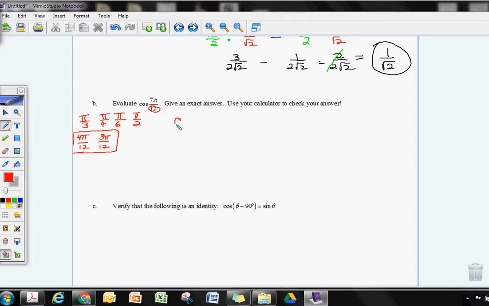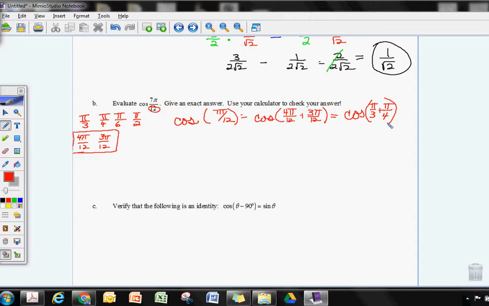So I'm going to rewrite this as the cosine of 7 pi over 12, which is going to be the cosine of 4 pi over 12 plus 3 pi over 12, which I really wouldn't write it normally that way, but I wanted you to see where it was coming from, which is the cosine of pi over 3 plus pi over 4.